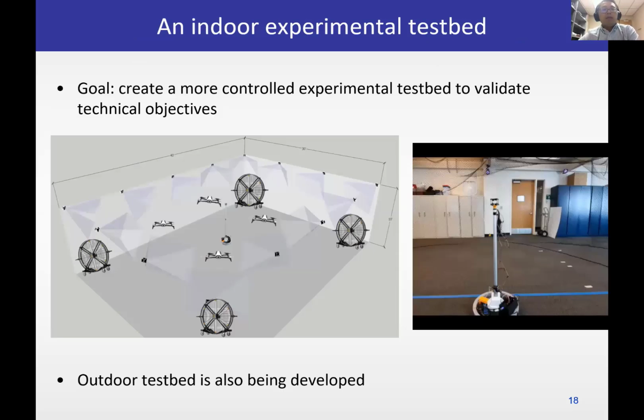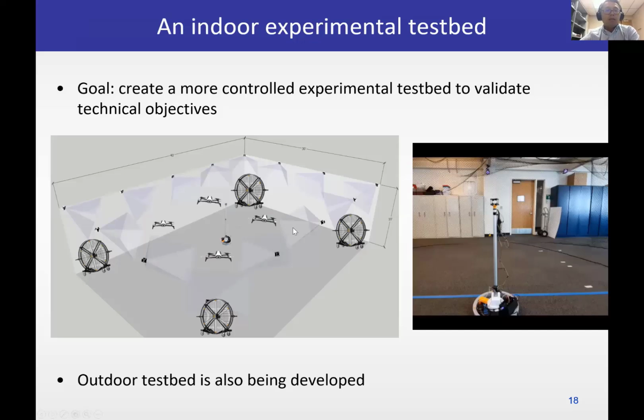We're also working on the indoor experimental testbed. This is desired because when we go out to do flight tests, there are a lot of limitations and restrictions. Sometimes we don't know the ground truth of the wind. We have to leverage a tower, and the tower is not at the same location as the aircraft. That creates some assumptions in our work. So we want to see if we can do something indoors to better test our algorithm before we go out.